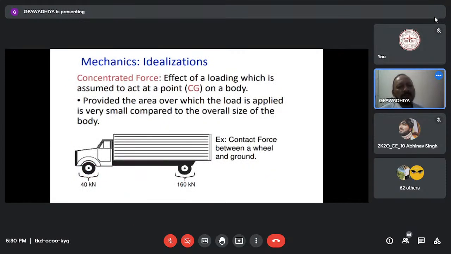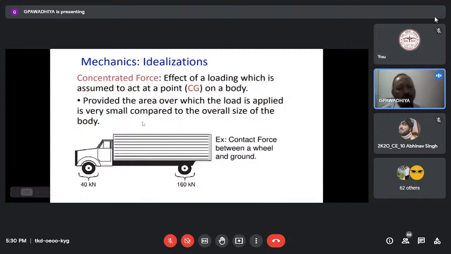Let's discuss another important concept here, the force. Now, force may be distributed force or concentrated force. So here let's focus on the concentrated force. Another idealization is of this weight. Suppose this truck is heavily loaded, like a 20-ton truck. So it's a 200 kilonewton load in this truck.